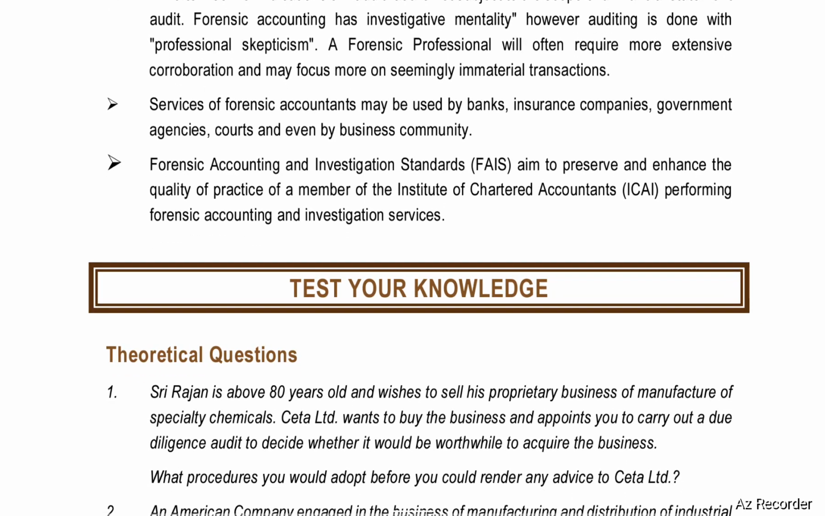Services of forensic accountants may be used by banks, insurance companies, government agencies, courts, and even by the business community. Forensic Accounting and Investigation Standards (FAIS) aim to preserve and enhance the quality of practice of a member of the Institute of Chartered Accountants of India (ICAI) performing forensic accounting and investigation services.